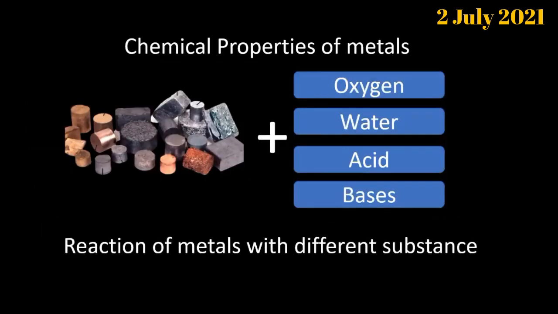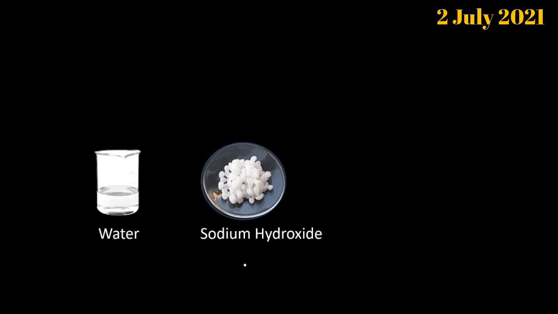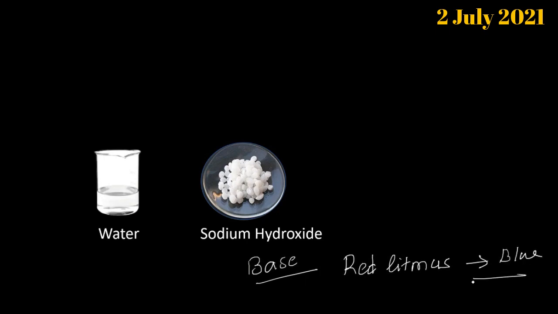Well, next property of metals is how metals react with base, right? So simple experiment is that collect water and add some sodium hydroxide. And why sodium hydroxide? Because sodium hydroxide is a base. The base which will turn red litmus to blue, right? You have studied it in class 7th, right? So the substance which turns red litmus to blue is a base, and sodium hydroxide is a base.